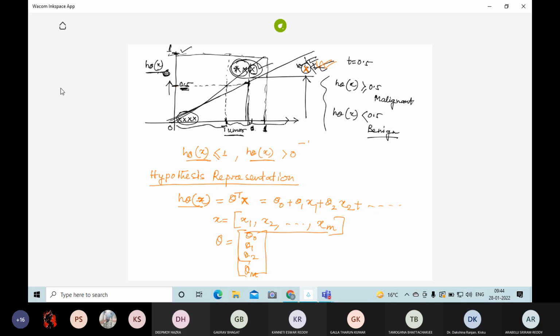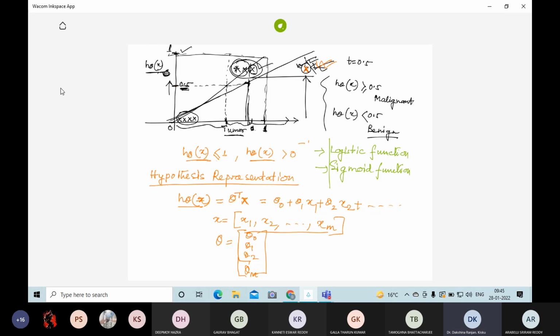For that, we will introduce a function which is called the logistic function, or we can say the sigmoid function. Interchangeably we can use these terms: either logistic function or sigmoid function. With this logistic function or sigmoid function, we will bind the predicted value between 0 and 1.